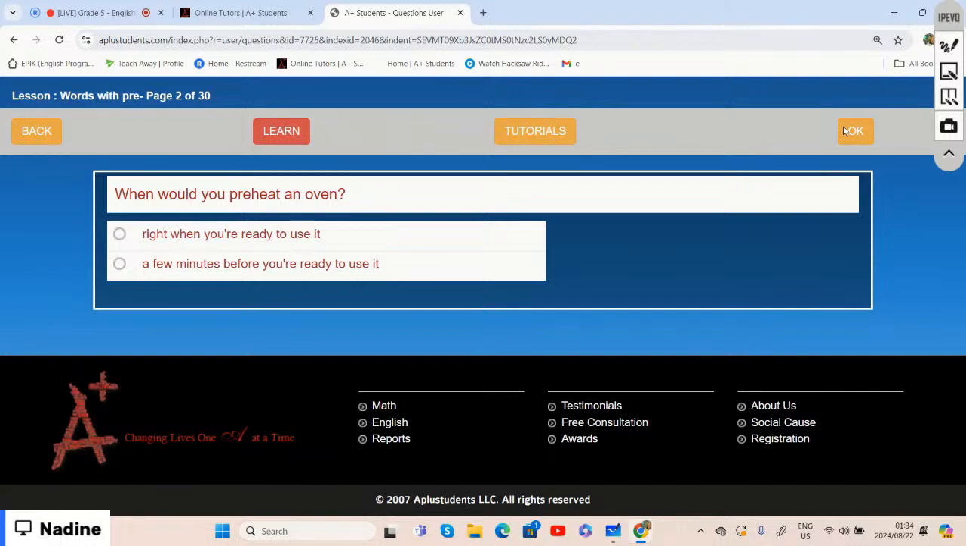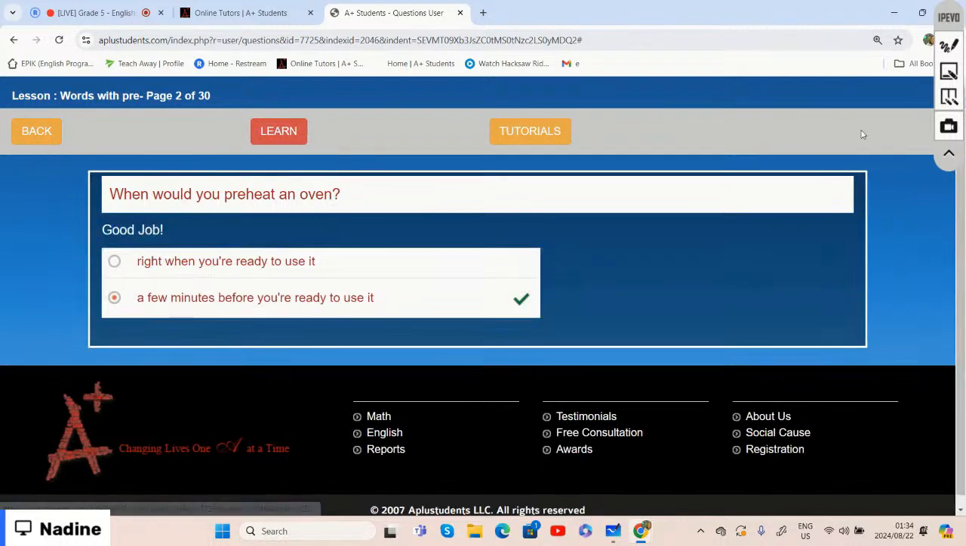All right. And then we have preheat. So preheat, we said it is when would you preheat an oven? And we would say right a few minutes before we are ready to use it.